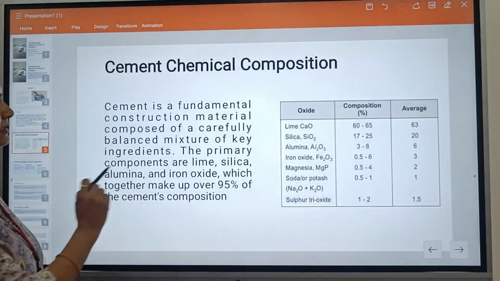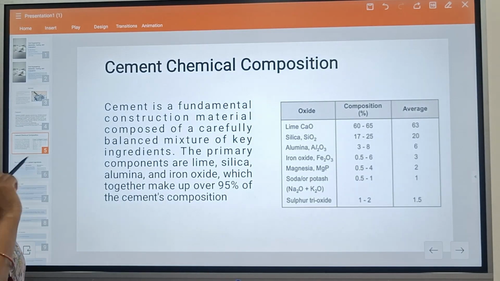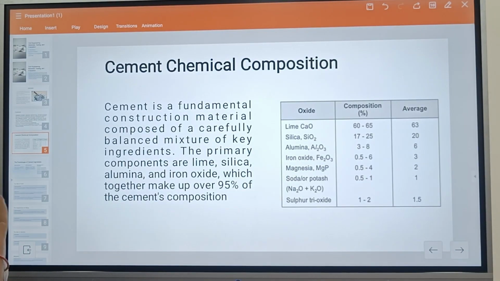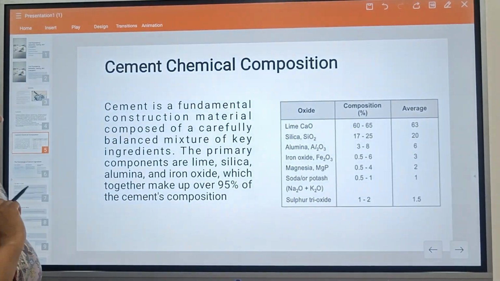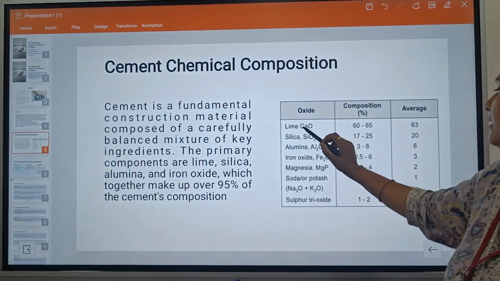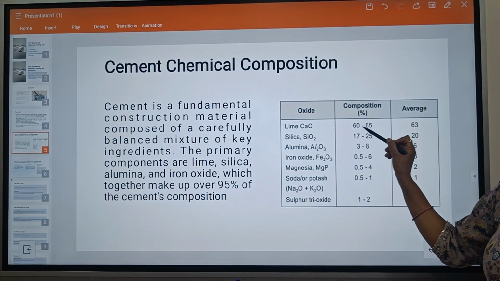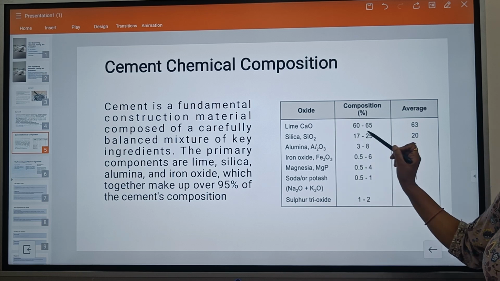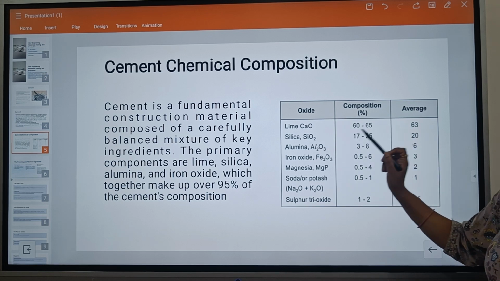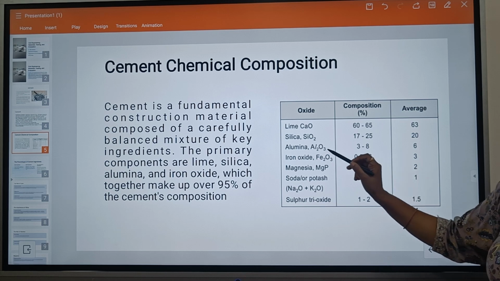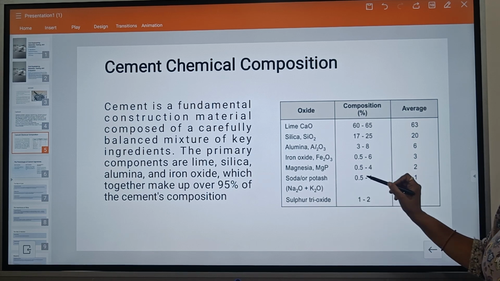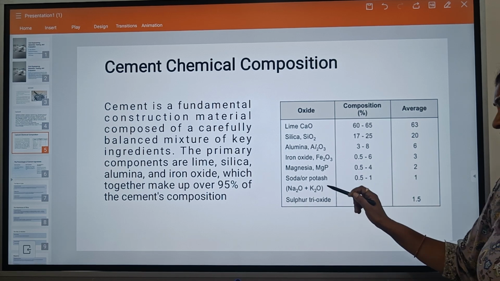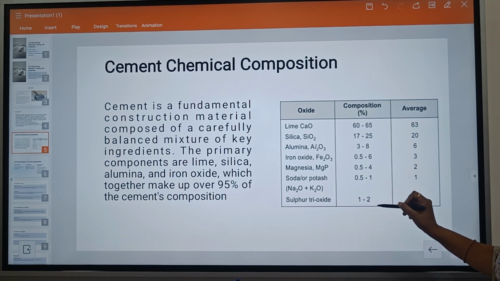The main ingredients used in the making of cement are lime, silica and alumina. These percentages vary. Lime is in the range of 60 to 65%. Silica is 17 to 25%. Alumina is 3 to 8%. Iron oxide is 0.5 to 6%. Magnesia is 0.5 to 4%. Potash and soda alkalis are 0.5 to 1%, and sulfur trioxide is 1 to 2%.